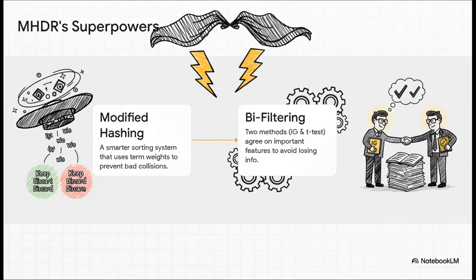Its second power, hierarchical bifiltering. This is like having those two expert librarians, but now they have to work together and agree on which words are most important before anything gets filed. This teamwork builds a consensus, so they stop accidentally throwing away important information.